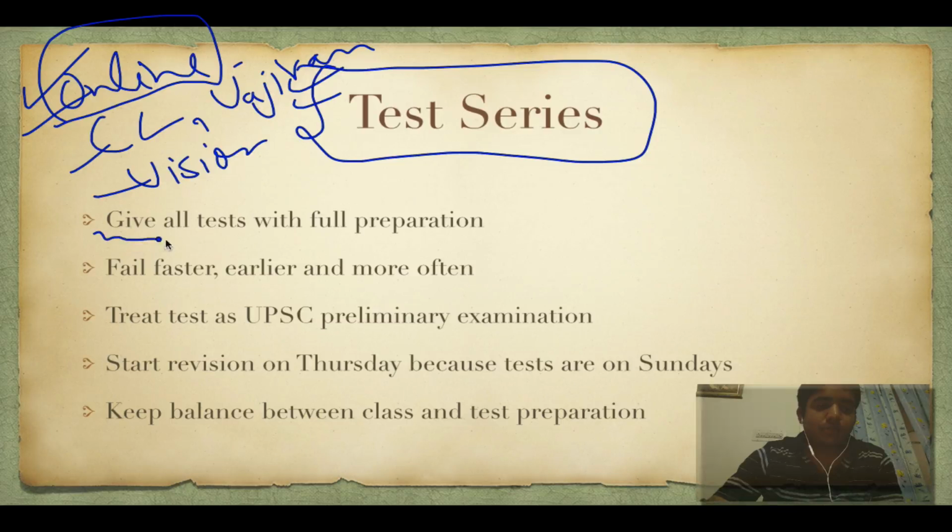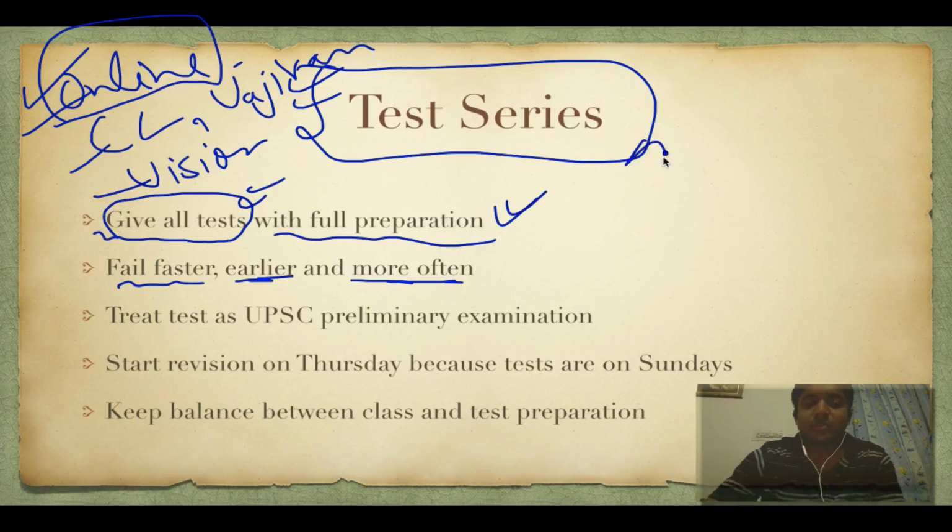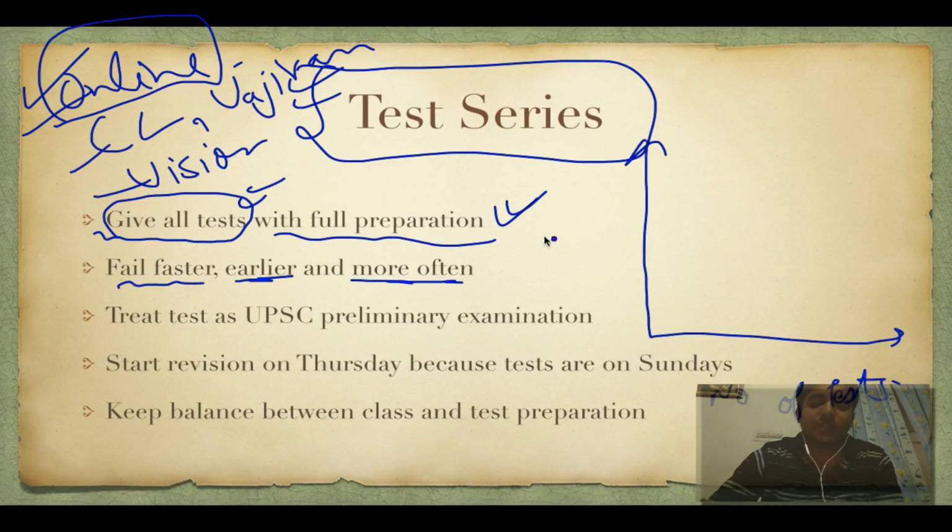But the most important thing is, once you are fully prepared, only then give all the tests. Then you have to fail fast, fail early and fail more often. Look at this curve. On the x-axis is the number of tests or time, on the y-axis we have the critical threshold limit which we need to cross to clear UPSC. If you are above this, you will clear it. If you are below this, you will not clear it. So the curve goes something like this.